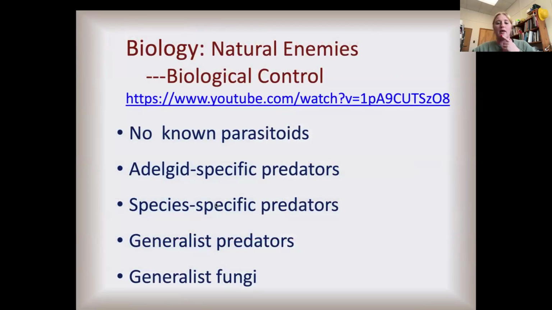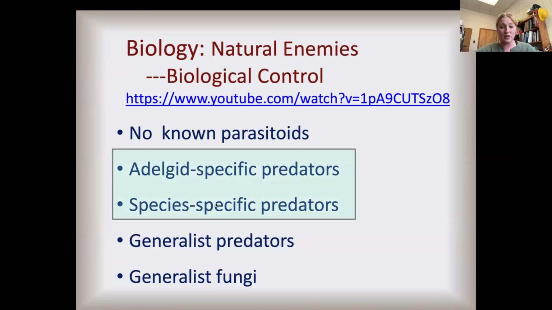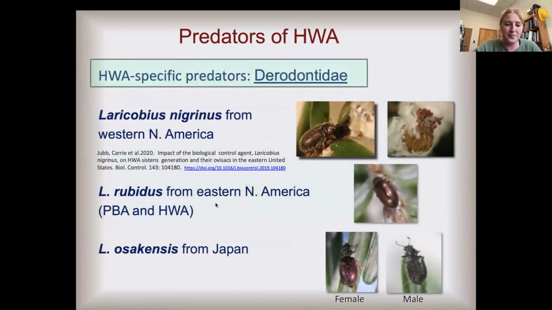Adelgids are really unique when it comes to plant feeding insects because they don't have any parasitoids associated with them. Now, there are generalist fungi and predators that are considered opportunists, but there's not a significant impact in regulating their populations. But we do have adelgid-specific predators and species-specific predators. So we're shifting gears now towards biological control. And this is my niche and what I'm really working on for my projects and my research.